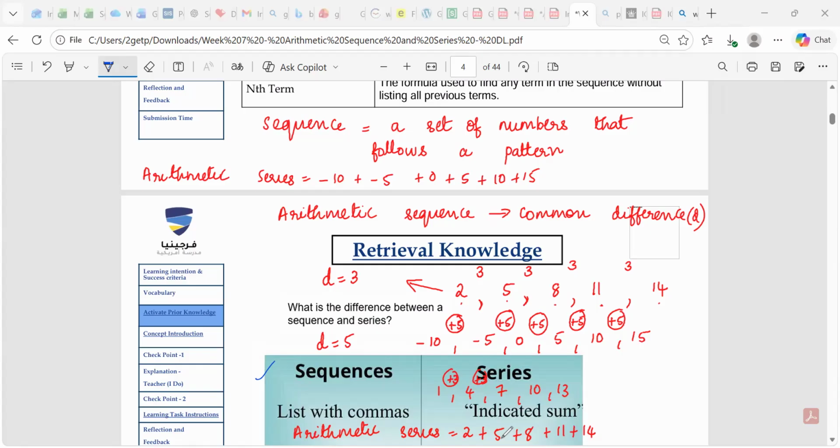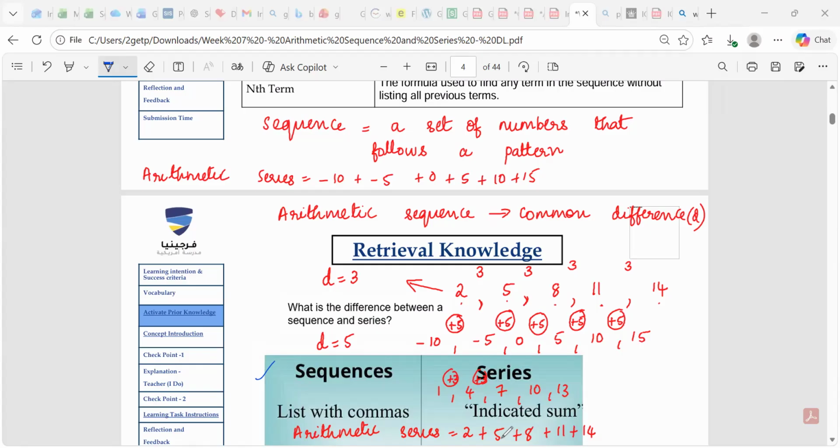Now, as I initially said, there are different types of sequences. Here, we are discussing only about arithmetic sequence. So, how can we check if the given set of numbers or the given sequence is an arithmetic sequence? You just have to check if it has a common difference. If it has a common difference, do we have to add or subtract the same number to get the next term?